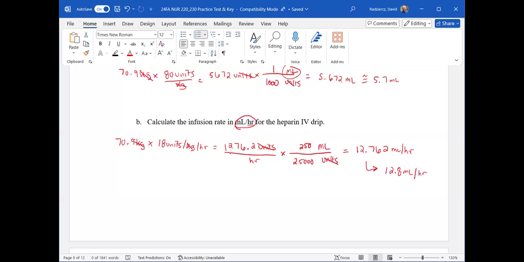The shorthand way of solving the infusion rate, at least for the initial infusion, is take the patient's weight in kilograms, multiply by 18, and then divide by 100, because 250 over 25,000 is 100. And that's only if you're doing the standard protocol, as it's listed here with the 250 milliliters and the 25,000 units. If the numbers are different, which it shouldn't be, then you would use those numbers and ignore what I'm saying about the 1/100 thing there.